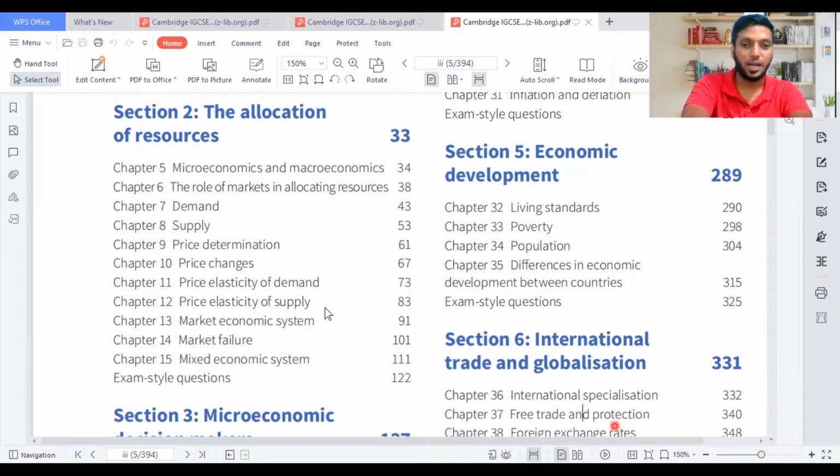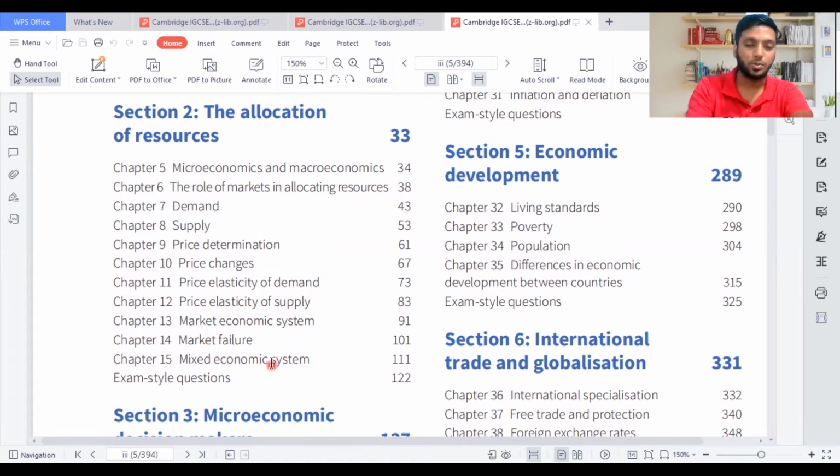Then we have section 2, the allocation of resources. In chapter 5, you will learn about microeconomics and macroeconomics. Chapter 6, role of markets in allocating resources. Chapter 7, demand. Chapter 8, supply. Chapter 9, price determination. Chapter 10, price changes. Chapter 11, price elasticity of demand. Chapter 12, price elasticity of supply. Chapter 13, market economic systems. Chapter 14, market failure. And chapter 15, mixed economic system.